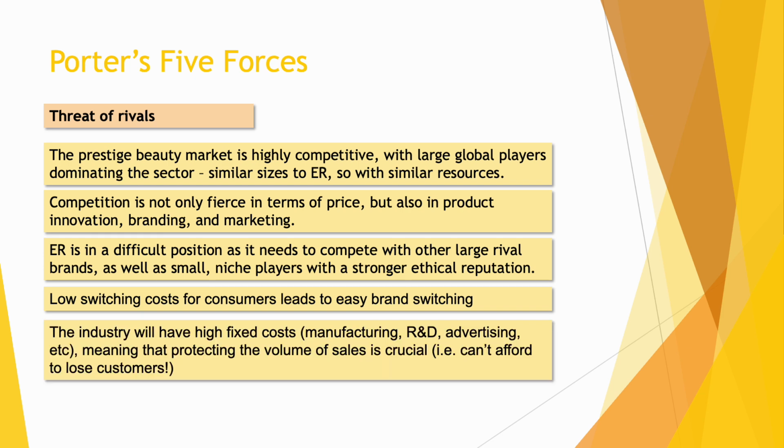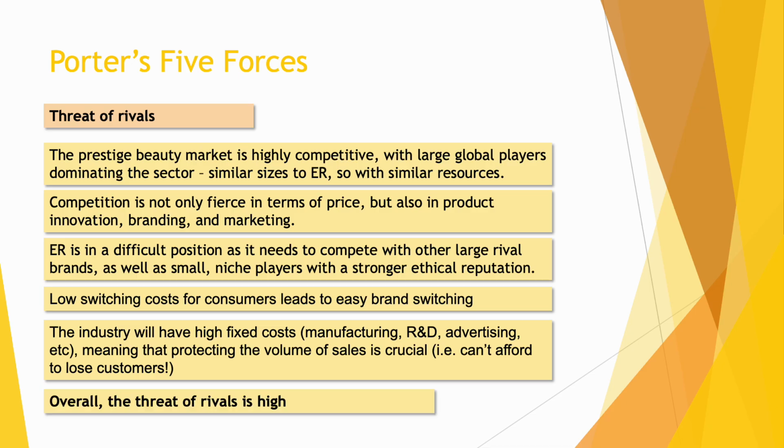You might also notice that the industry is going to have very high fixed costs. They've got manufacturing costs, R&D, advertising, all these different things, meaning that competitive rivalry is increased further, because companies with high fixed costs can't afford to see reductions in sales volume. You need a lot of volume of sales to cover those fixed costs. So you worry about what your competitors are doing because you cannot afford to lose customers to them, because your profits will start dropping very quickly. And as in this case, the company is already seeing that.